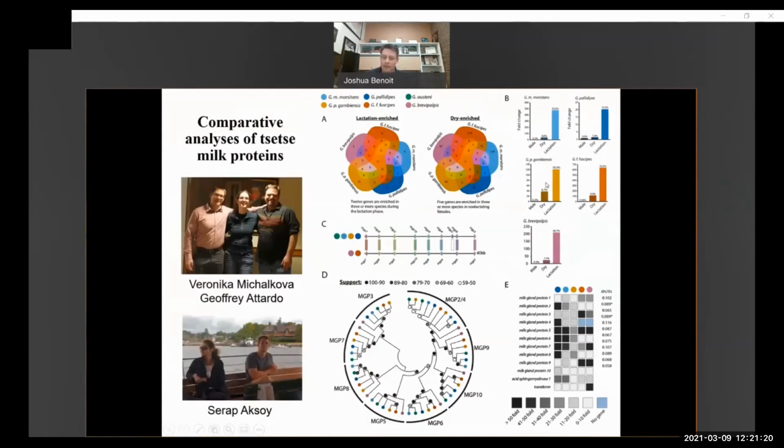They're all highly expressed during lactation. And so the only really major difference is there's a duplication in one lineage between some of the Glossina species. But other than that, they're producing almost the same exact milk proteins. They're really not changed at all. So this indicates their importance to the reproductive output of this fly.